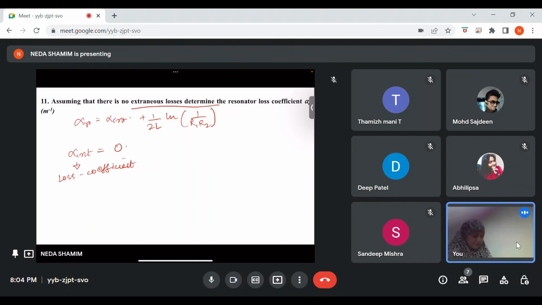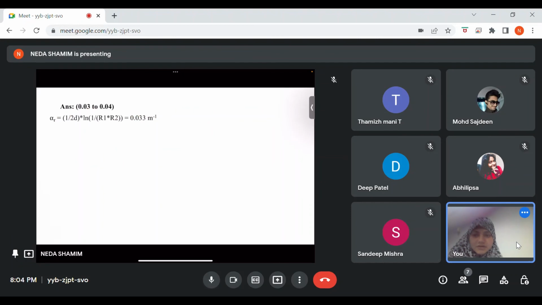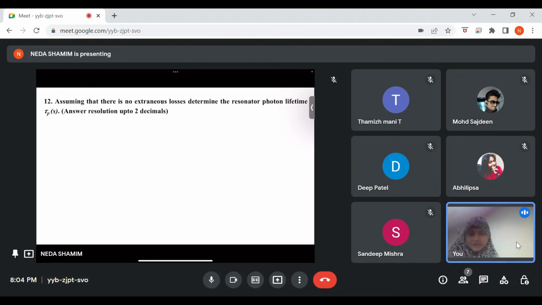Okay, so if alpha int is 0, then alpha R is equal to 1 by 2L ln of 1 by R1 R2. So I would ask you to check the calculations. Just check the calculations and let me know what the answers are. Okay. The next question. Assuming there is no extraneous loss, determine the resonator photon lifetime. How will you determine this T photon?